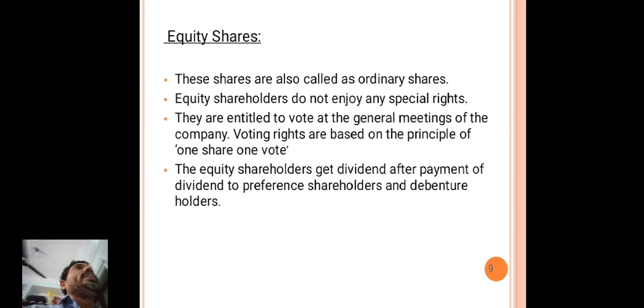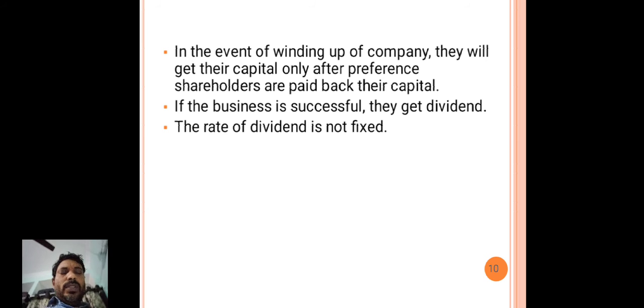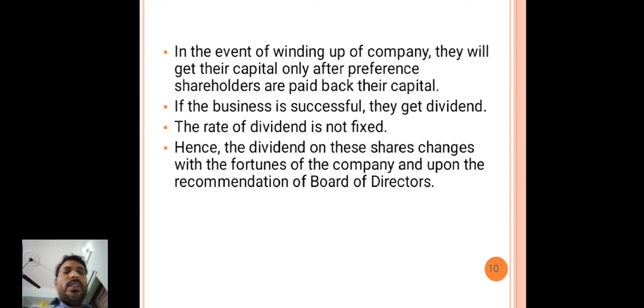Because the equity shares are called ordinary shares, the equity shareholders don't have any special right. So this is about equity shareholders. And in the event of winding up of a company, they will get their capital only after preference shareholders are paid back their capital.